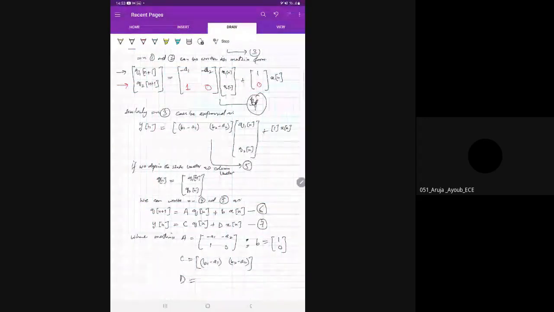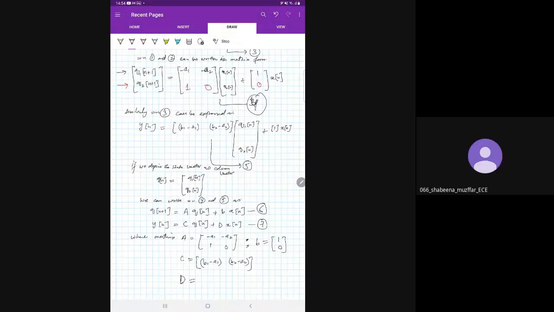I will ask roll number 63, Asif Ashraf, to tell me what D is. Shabina Muzaffar, 66. So D is 1. Very good. D is 1. So it is not that difficult. D is 1.